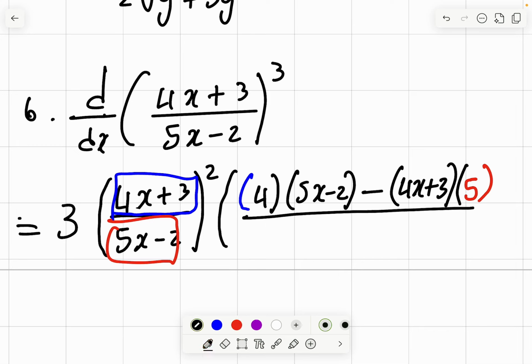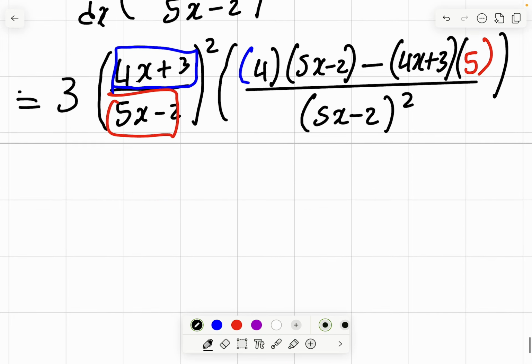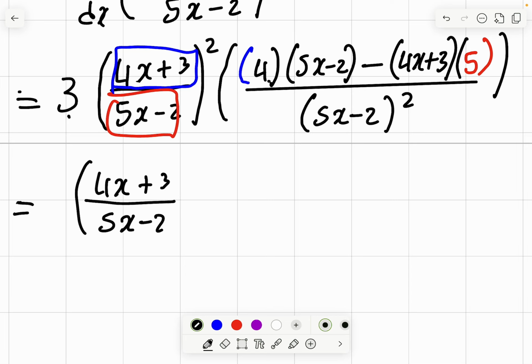So I'm going to square that one in the denominator: 5x minus 2 all squared. Right? So my answer is going to be what? I can take this 3 and multiply it on that side. It means I'm going to have 4x plus 3 all divided by 5x minus 2 raised to 2.